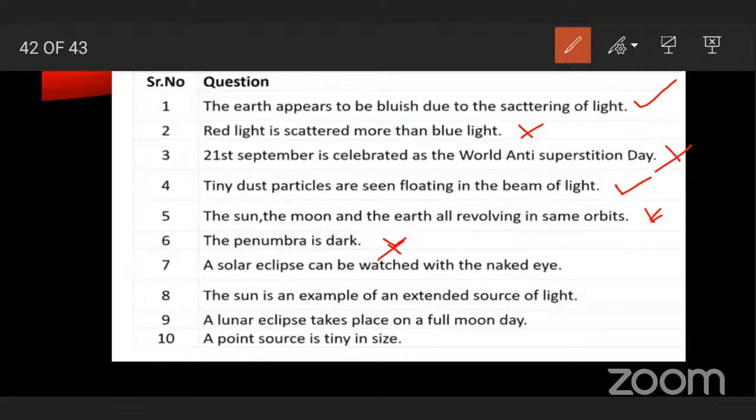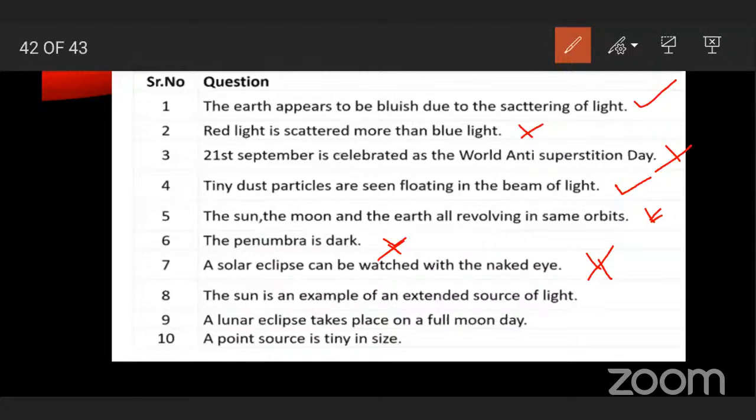Seventh question. A solar eclipse can be watched with the naked eye. False. It is a false sentence. It has to be watched with special sunglasses, goggles. In solar eclipse, ultraviolet rays, which are harmful to us, reach the Earth directly. So, solar eclipse should never be watched with the naked eye. Next question.